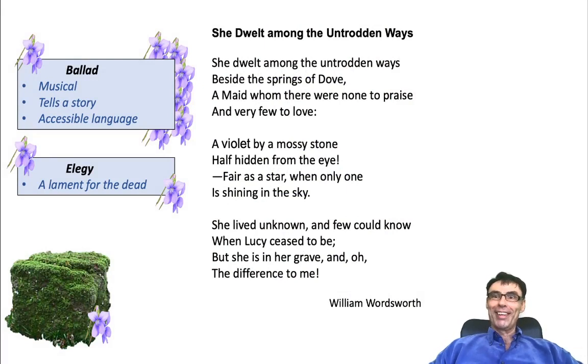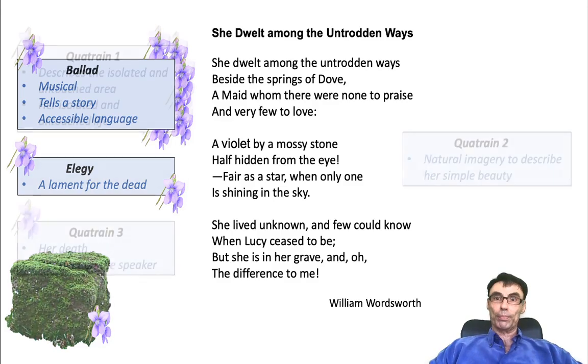Besides being a ballad, it's an elegy, a lament for the dead. The poetic form is simple. 3 quatrains. A quatrain is a 4-line verse. Here the lines alternate between 8 and 6 syllables. It's mainly written in iambic rhythm with an A-B, A-B, C-D, C-D, E-F, E-F rhyme scheme.